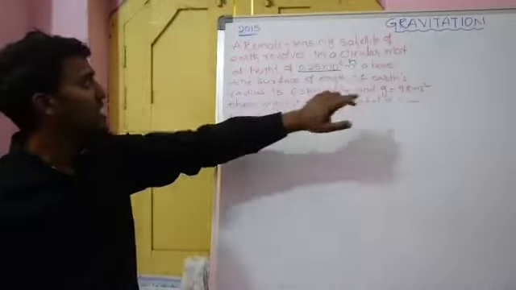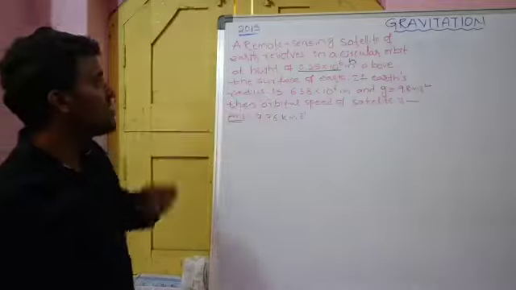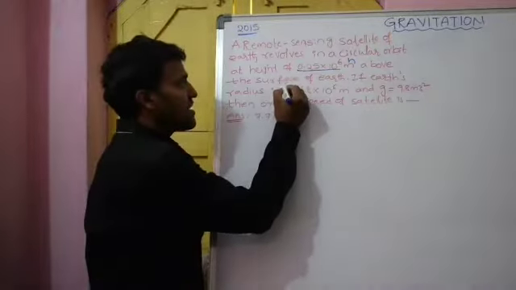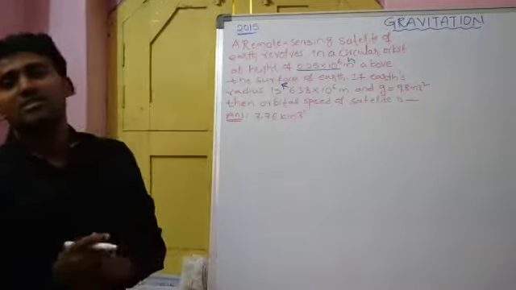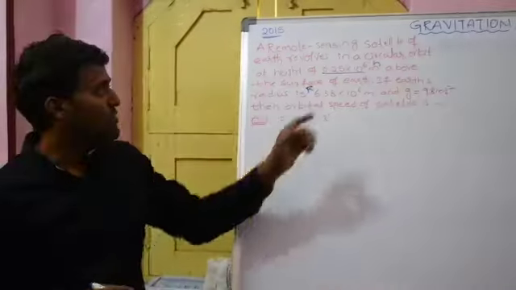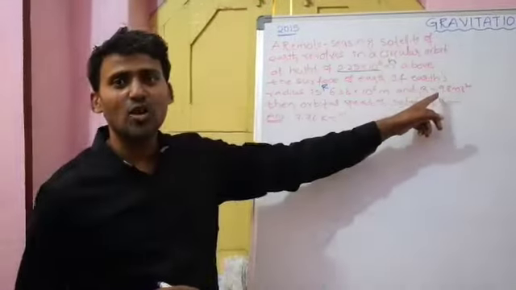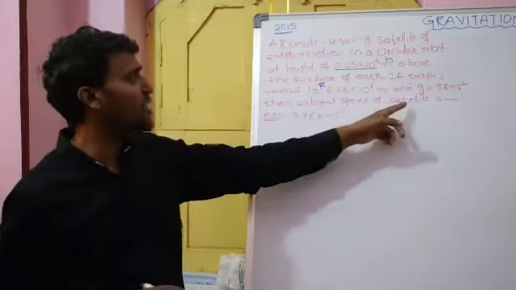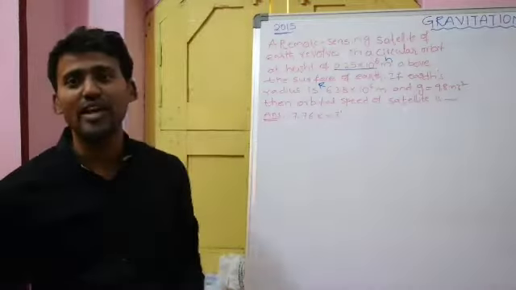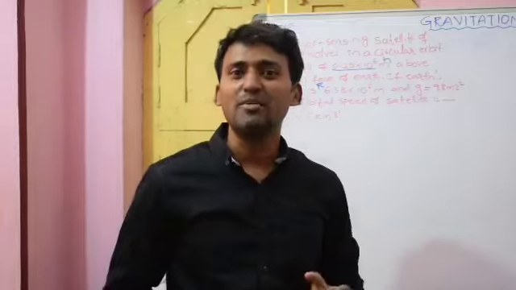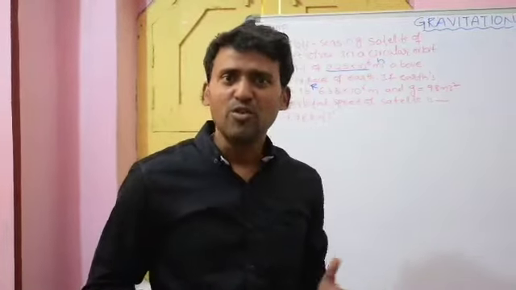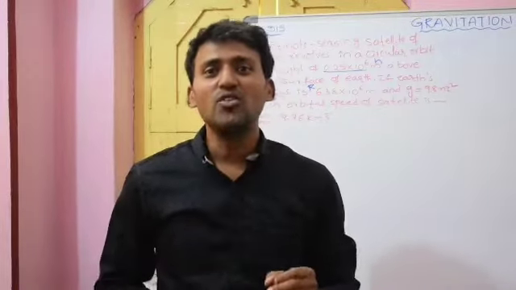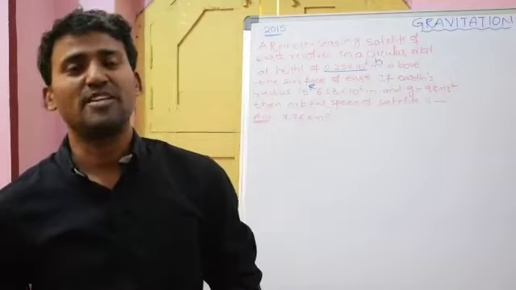the Earth. If the Earth's radius R is equal to 6.38 × 10^6 meter and g is equal to 9.8 meter per second square, then the orbital speed of the satellite is, we have to calculate what is the orbital speed. Before solving this problem, I want to derive the orbital speed.